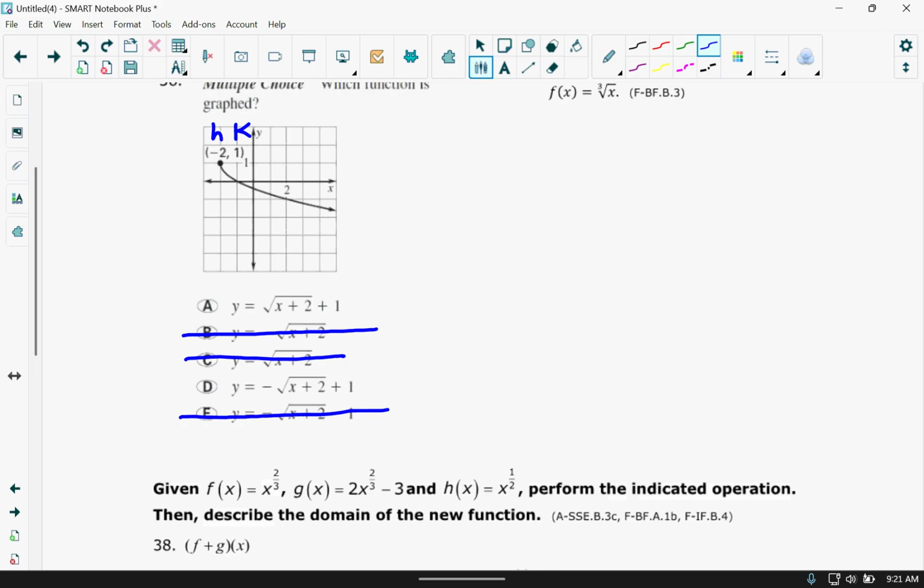Now, if you guys look at the next thing, the h is -2, so that means that it needs to have a +2 on the inside, which it does. The only difference between choice A and choice D is that choice A has a positive in front and choice D has a negative in front. If you remember what the A value does, the A value flips the graph upside down. This graph is headed down instead, so choice D is the correct answer.